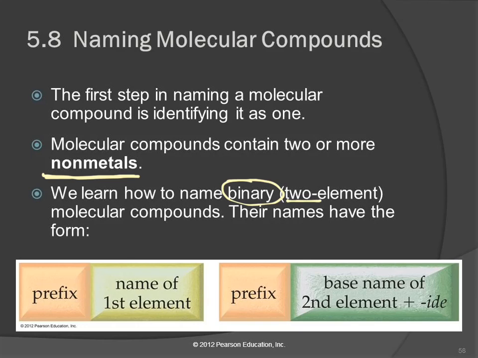These are the favorite rules of most students, and so they want to use it all over the place. You can only use it for these compounds. So the basic format here is a prefix and the name of the first element with a space, a prefix, and the name of the second element, and again we're changing the ending to "-ide".